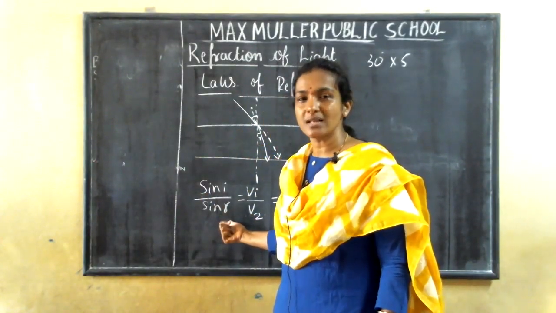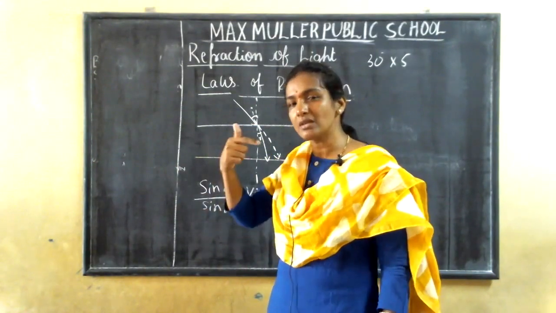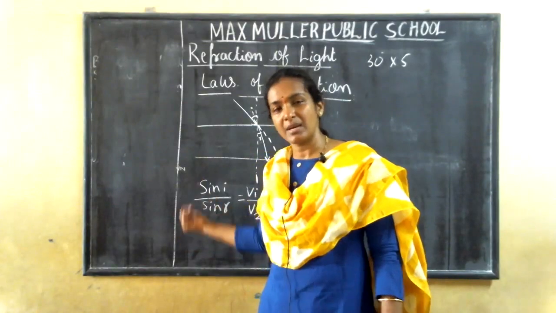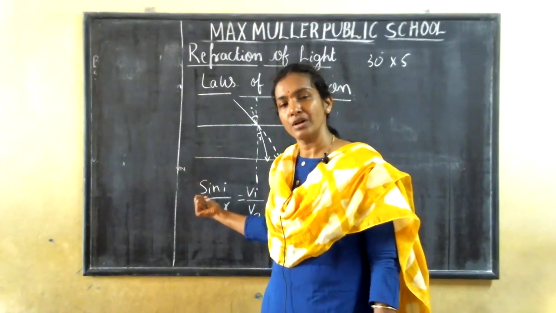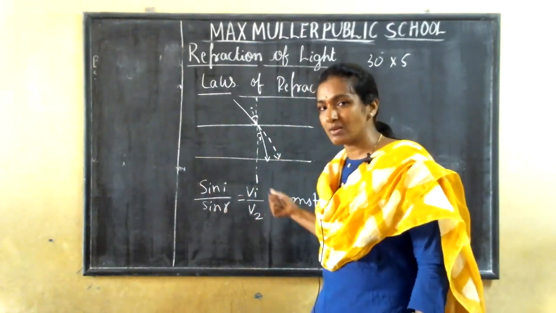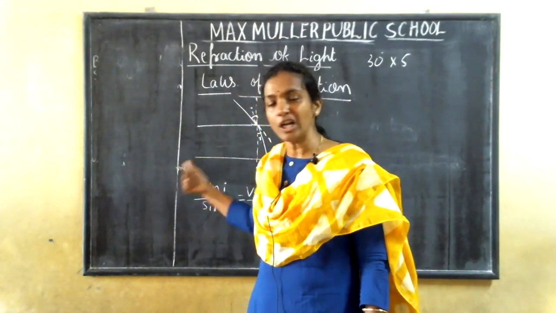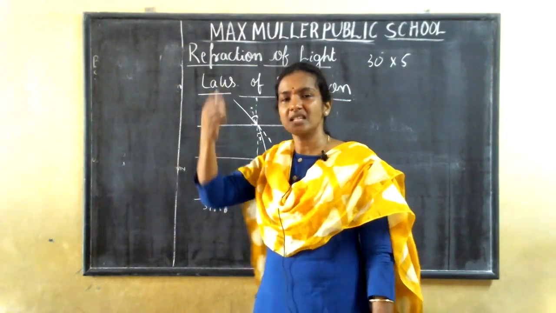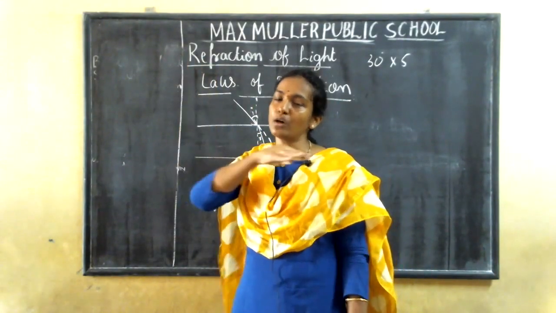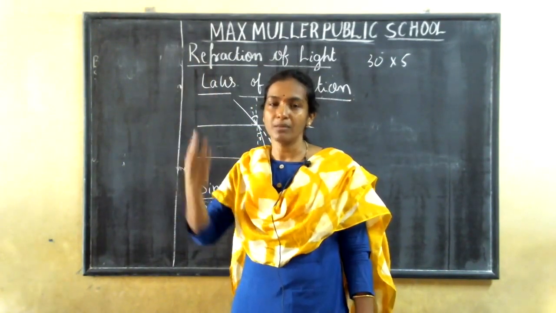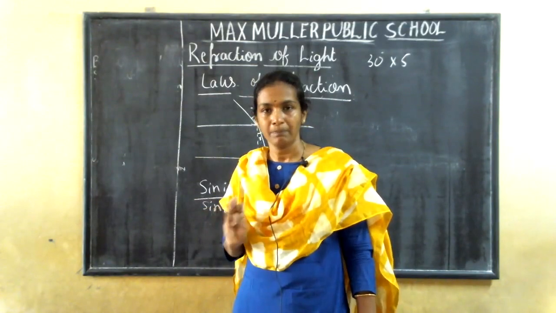Why am I giving you such examples? So that you can keep it in mind while writing in the exam. Don't just memorize the formula. If you know that sin I by sin R is equal to V1 by V2 is equal to a constant, then you can write the second law very easily. For the first law, the incident ray, normal and refracted ray all lie in the same plane when light comes from one medium to another medium. It is very simple. Clear.